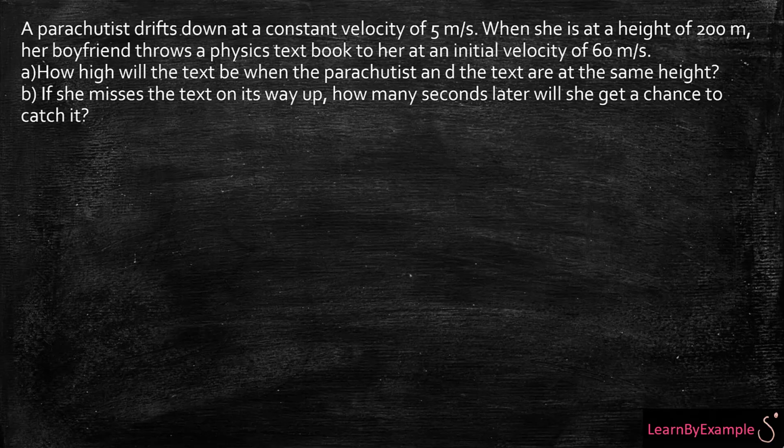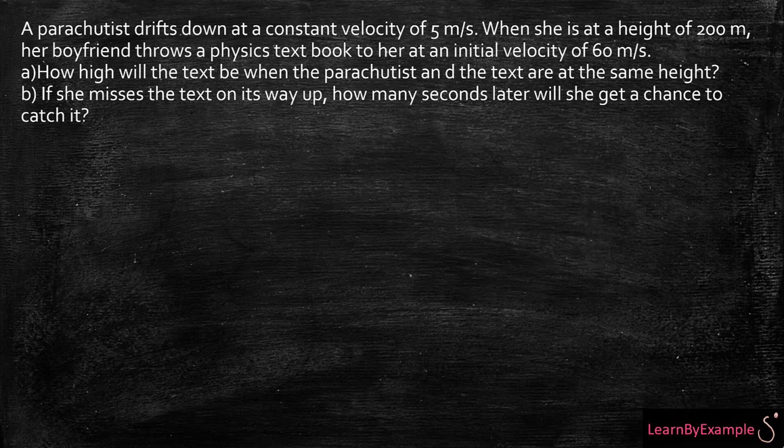Okay, so in this question, I have a parachutist that drifts down at a constant velocity of 5 meters per second. When she is at a height of 200 meters, her boyfriend throws a physics textbook upwards towards her at an initial velocity of 60 meters per second. Now, how high will the text be when the parachutist and the text are at the same height?